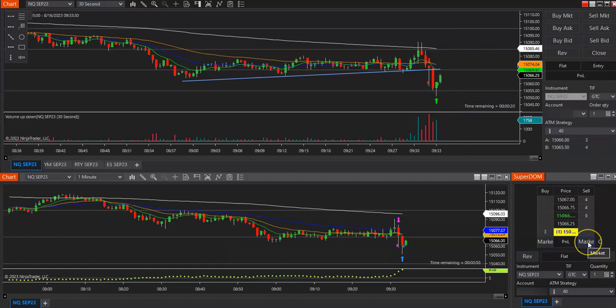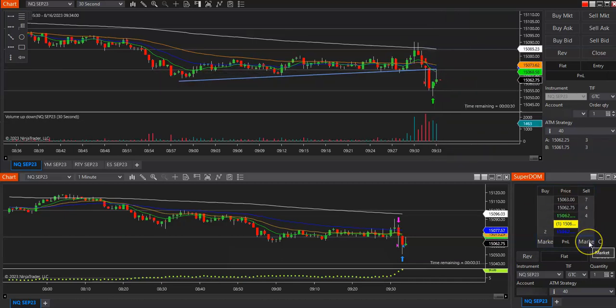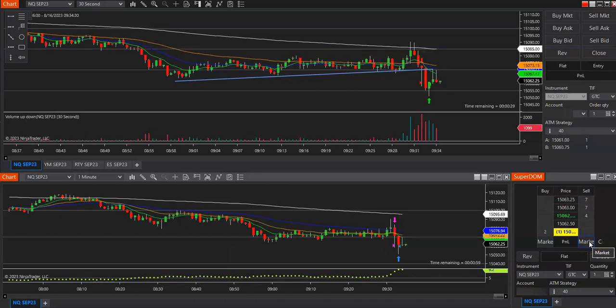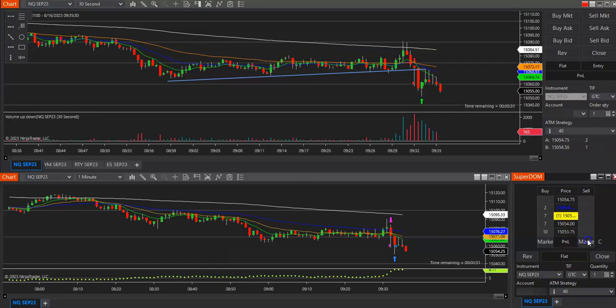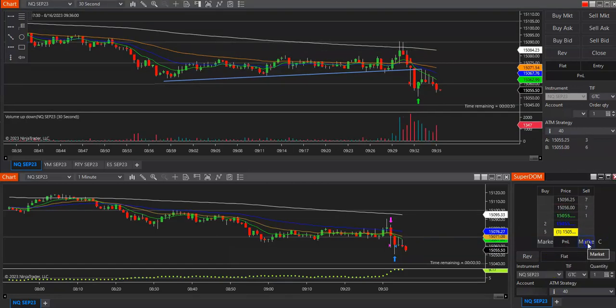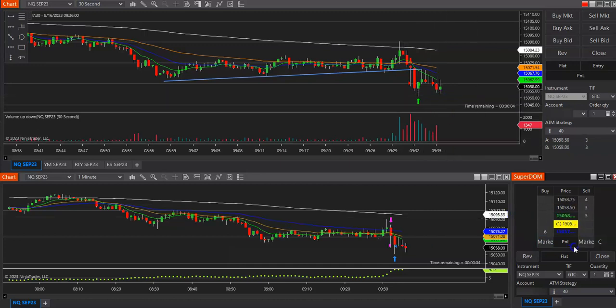Just testing it. See, break below this little line, so I want to see another rejection for it to go down some more. And for this 1 minute candle to close. See what happens. So you got some buying coming in. Nice low right here.